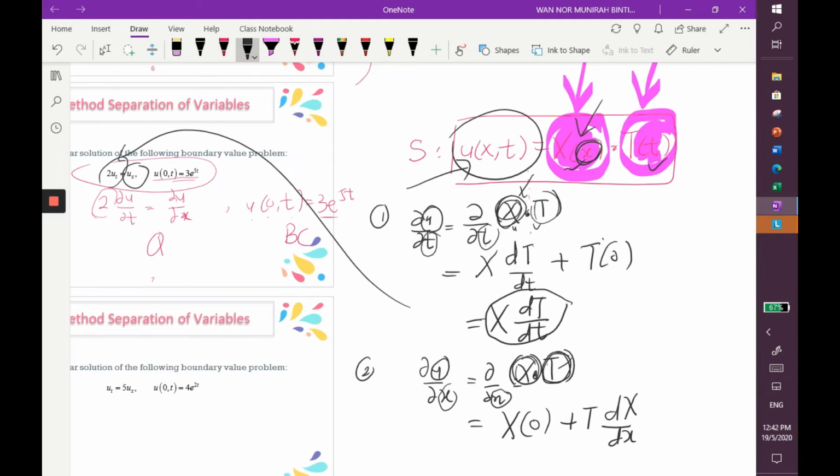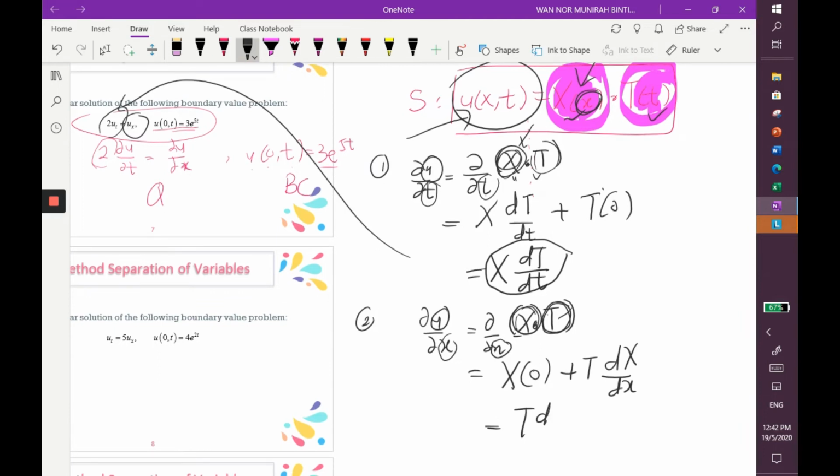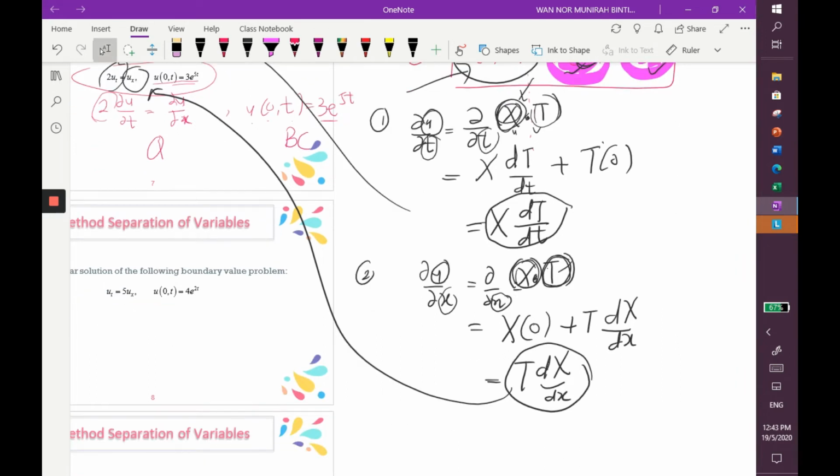So you have t dx for the second one. That is the first step. Okay. The second step is we need to substitute. That is our first step.